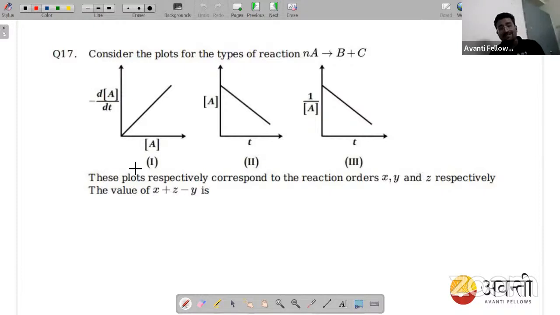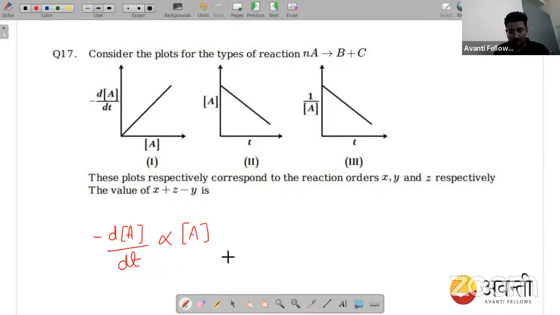Now on seeing these graphs, we can clearly define the order of reaction. Coming to the first graph, it is showing that minus dA by dt, the rate of reaction, is directly proportional to the initial concentration. So you can clearly see that the rate of reaction is directly proportional to the concentration. That means this is a first order reaction, so x equals 1. Clear?